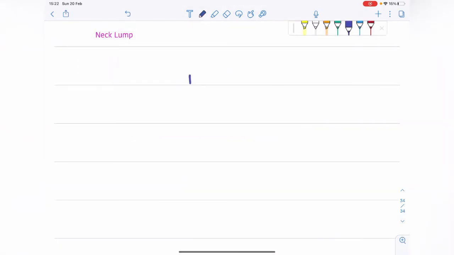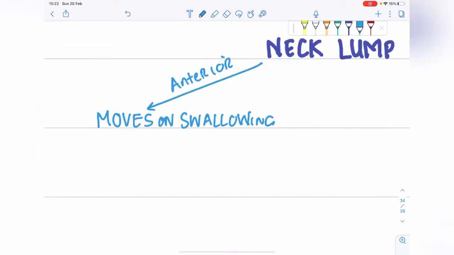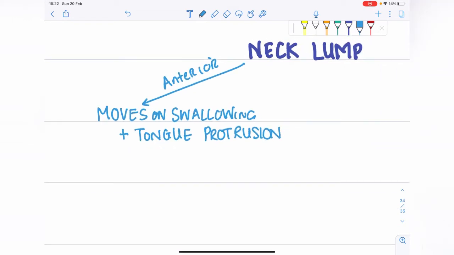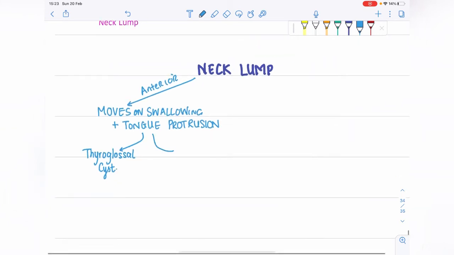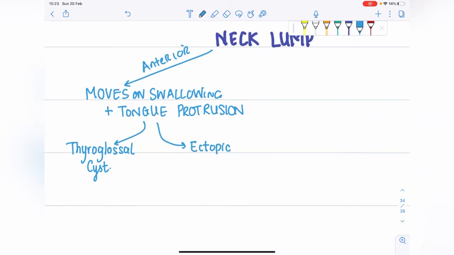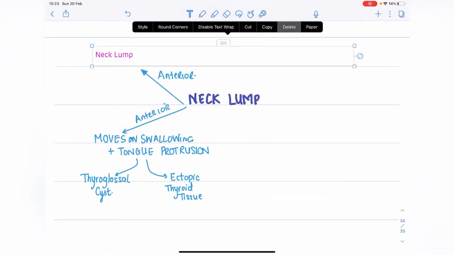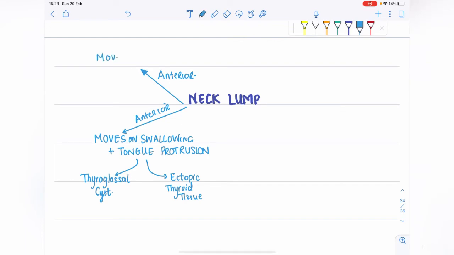All the neck lumps we've described, I'm going to show pictures of them at the end and talk about them individually. Now, another important way is to know whether or not the neck lump moves on swallowing and tongue protrusion. So does it move on swallowing? If yes, and on tongue protrusion, it could be a thyroglossal cyst or an ectopic thyroid tissue. A thyroglossal cyst does move on tongue protrusion. Now, if it does move on swallowing but does not move on tongue protrusion, it's thyroid.